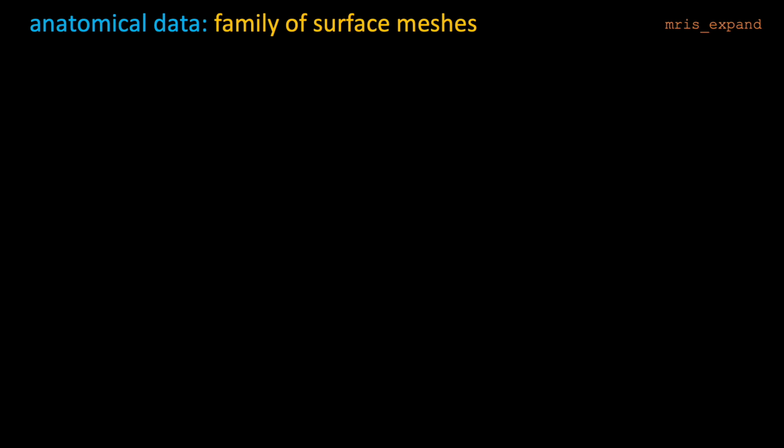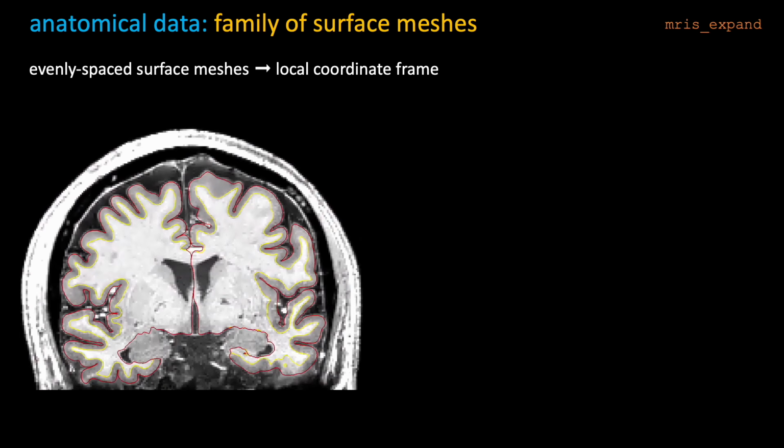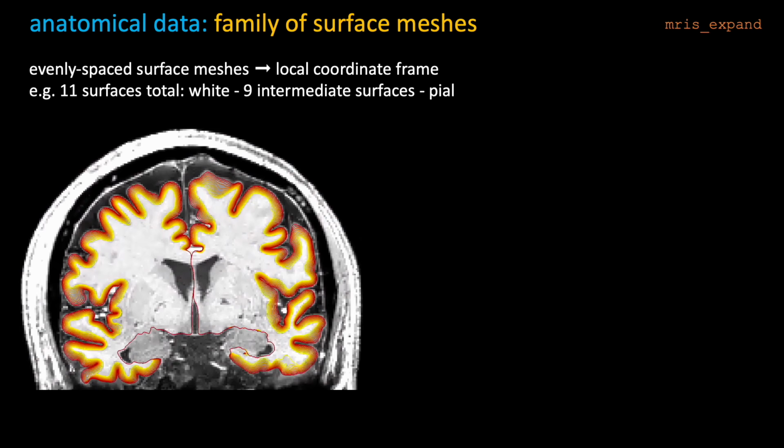And finally, I want to talk about creating surfaces between the pial and white surface. And for that, we're going to use MRI's expand command to create evenly spaced surface meshes. So we have this white matter and pial surface, as you can see here, and we're creating the intermediate surfaces. Basically, usually we go for 9, but you can use any number you want here.